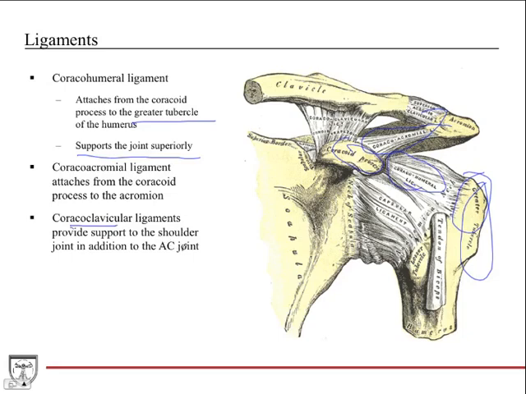And then lastly, coracoclavicular ligaments. They provide support to the shoulder joint in addition to the AC joint. We already talked about coracoclavicular ligaments, which are shown here, the conoid and trapezoid ligaments. So in addition to supporting the AC joint, they also support the shoulder.